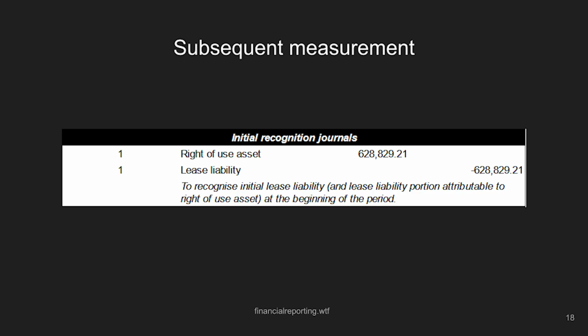With these initial measurements, we can prepare our lease liability and right of use asset schedules from which we will post our journals. Before we do that, we can debit our right of use asset and credit our lease liability for the amount calculated to recognize them in our accounts.